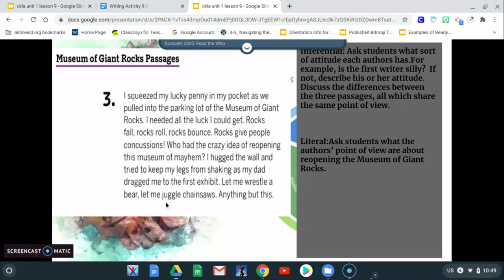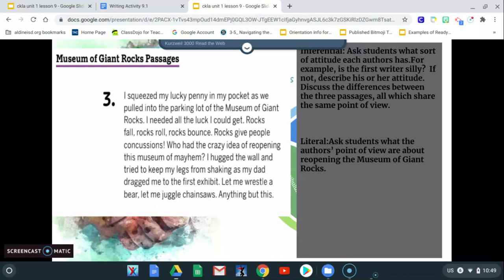And then the third and last passage. I squeezed my lucky penny in my pocket as we pulled into the parking lot of the Museum of Giant Rocks. I needed all the luck I could get. Rocks fall, rocks roll, and rocks bounce. Rocks give people concussions. Who had the crazy idea of reopening this museum of mayhem? I hugged the wall and tried to keep my legs from shaking as my dad dragged me to the first exhibit. Let me wrestle a bear. Let me wrestle Chainsaw. Anything but this.